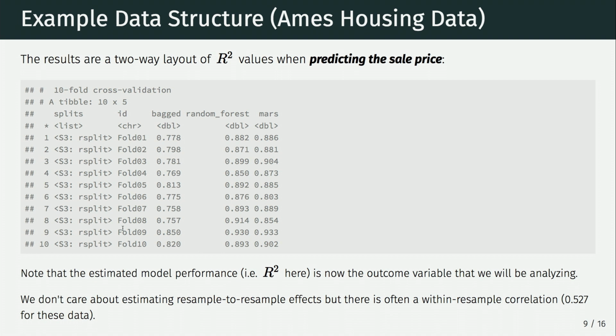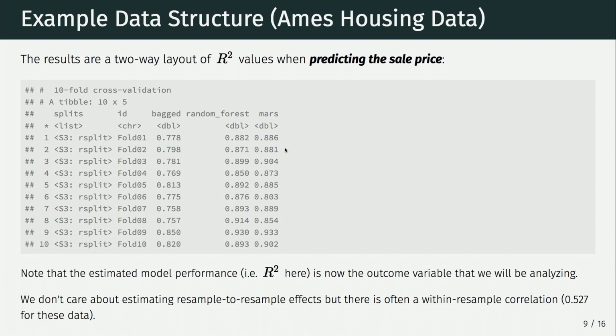And what you'll see is there are rows for each one of these resamples. So this is using the rsample package. Fold 1 is the first resample, fold 2 is the second. And then I fit a bagged tree, random forest, and a multivariate adaptive regression spline model to these data. So in the first fold, these are the R-squareds that we calculated for the assessment set the first time around. The second resample, here are the assessment set R-squareds, and so on.